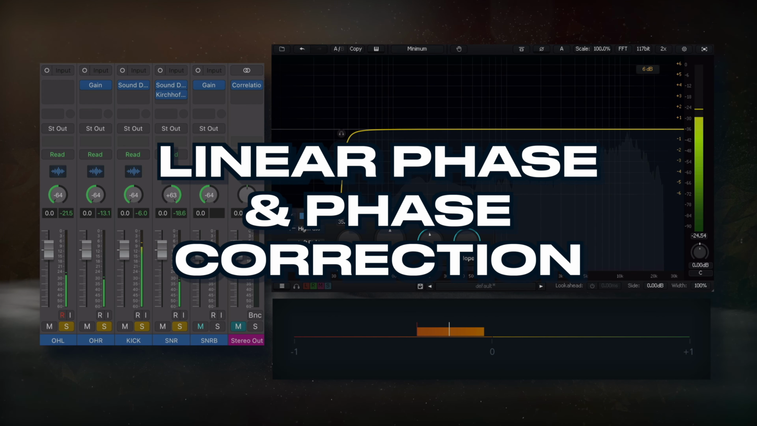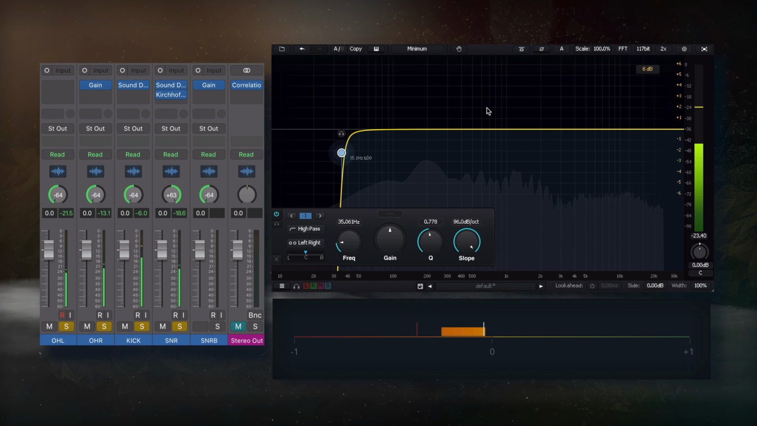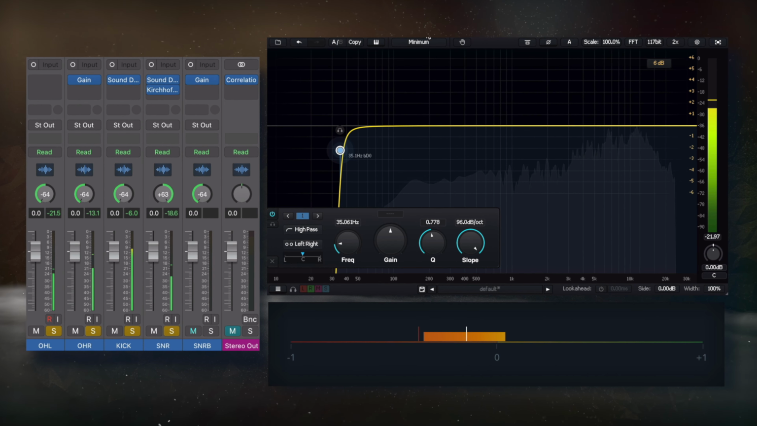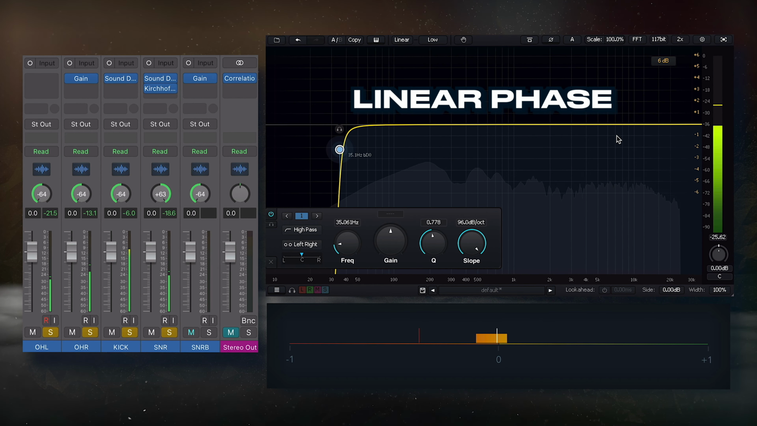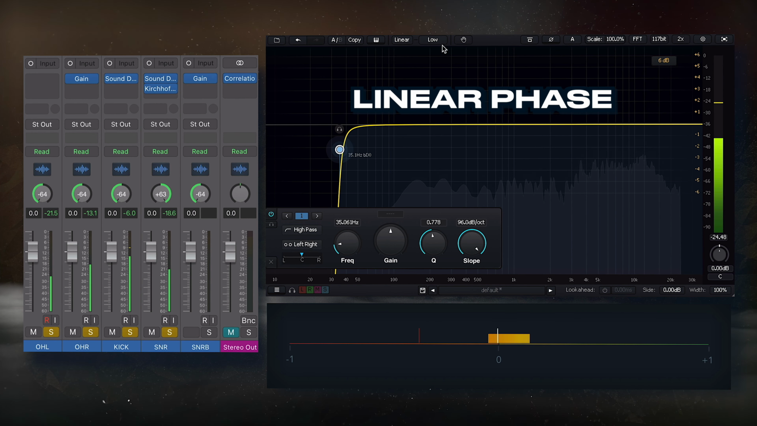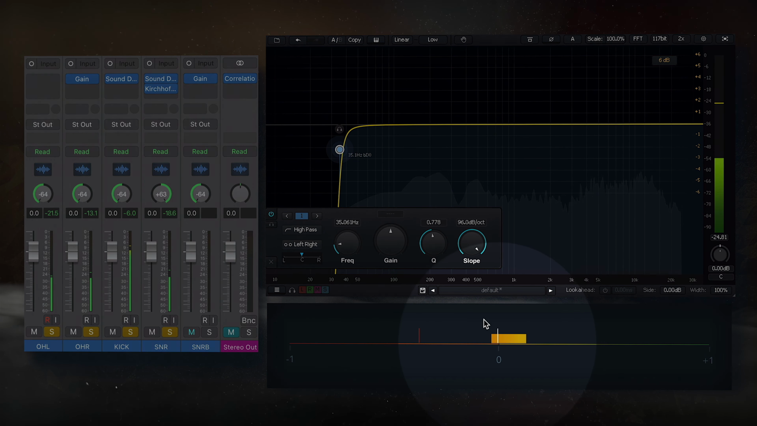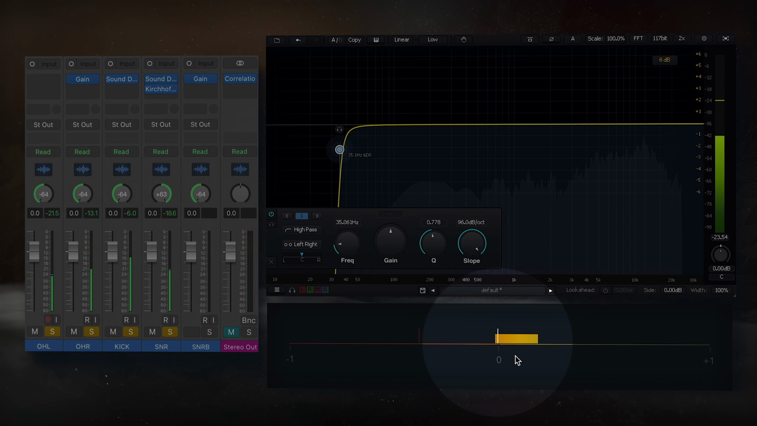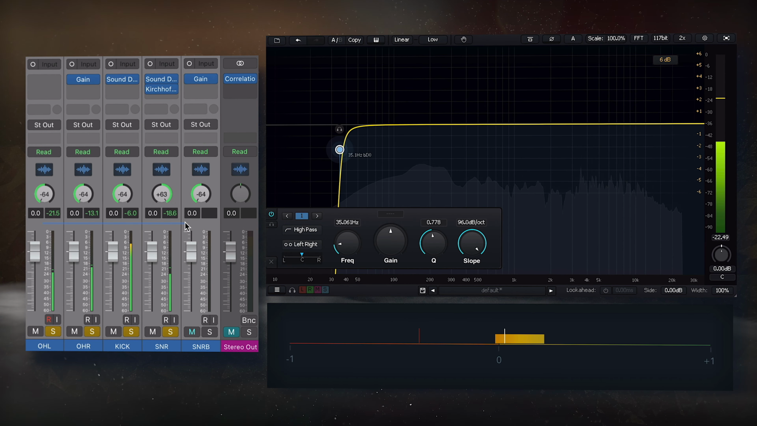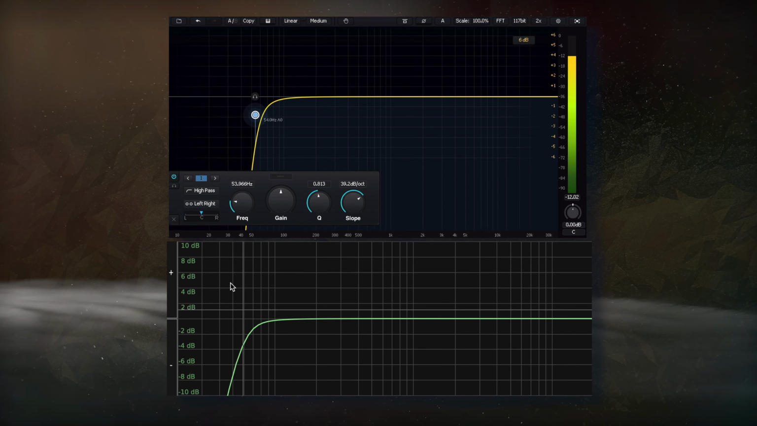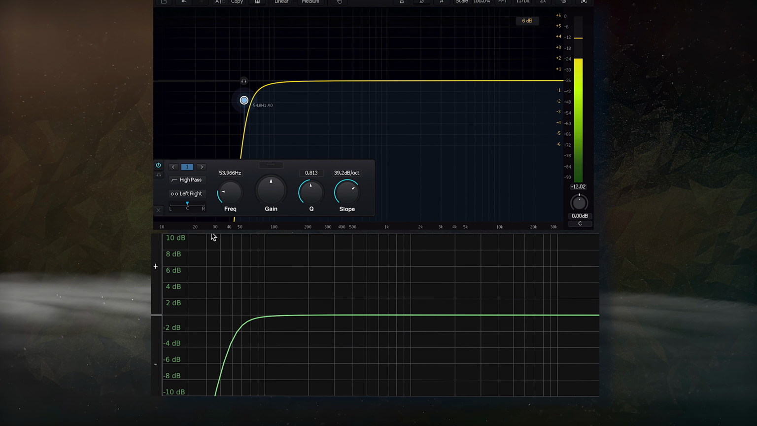Now's a good time to talk about linear phase and phase correction. So the way that we fix the issue from the last chapter is to use a linear phase filter. Many equalizers include an option to use a linear phase setting. This is going to correct the phase rotation that's caused by the equalizer, in turn, avoiding the phase interference that's caused by that rotation. Now, just to check this, let's take a look at the Bertram EQ Analyzer again.